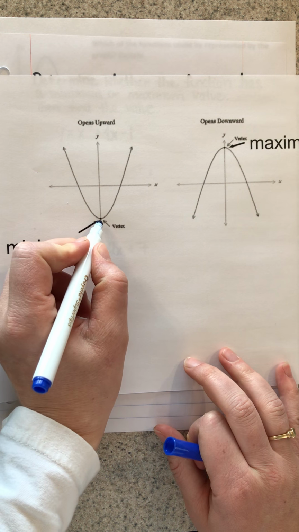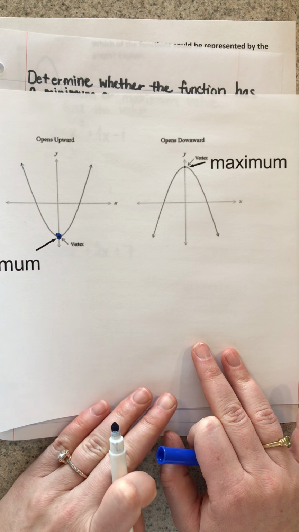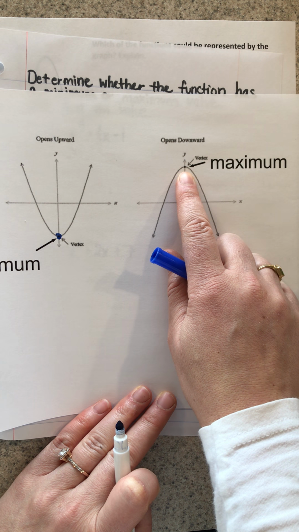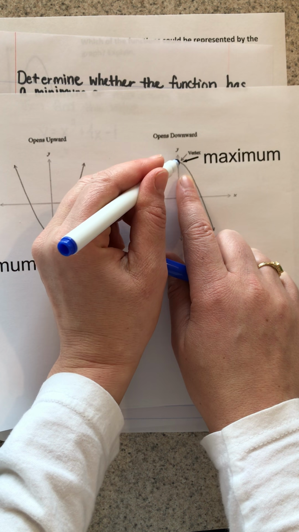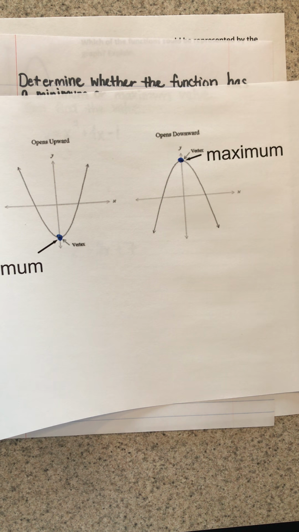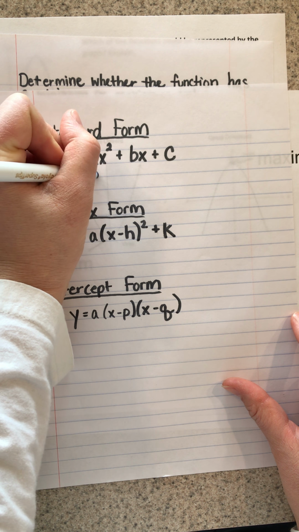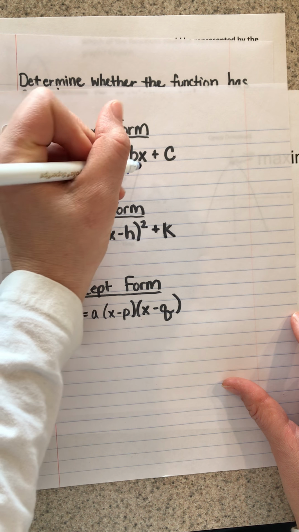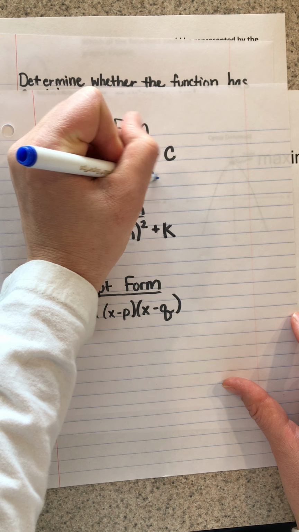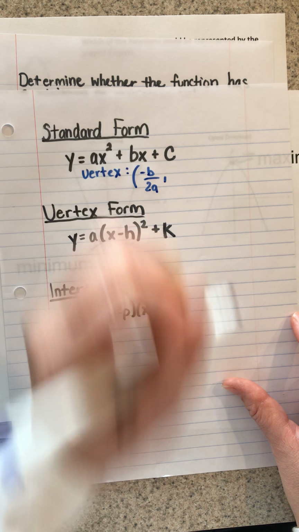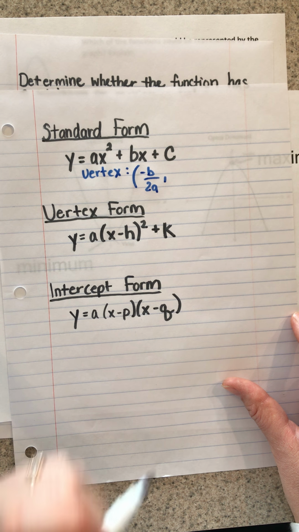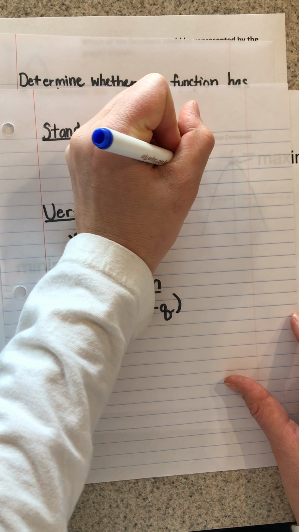If the parabola is opening down, it will have a maximum, a high point. Also, this point here is the same as the vertex, cuts the parabola in half. Now if we go back to these formats, to find the vertex when you're in standard form, we need that formula, which is negative b over 2a. That finds the x-coordinate, and to find the y-coordinate, you got to plug in your answer.